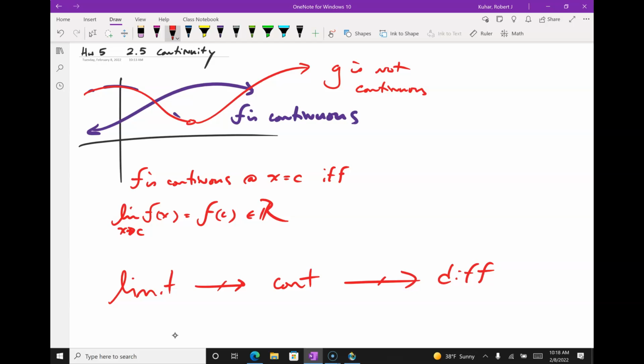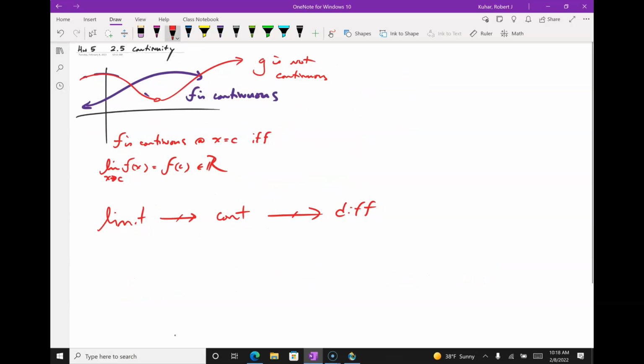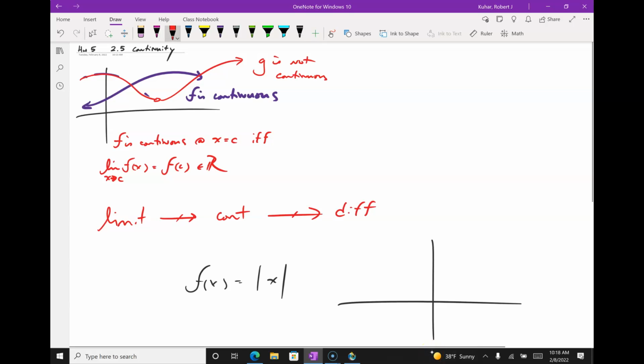Just because I have a limit doesn't mean I don't have holes in the graph, correct? Just because I have continuity, it doesn't mean I get a slope at a point. So, for example, f of x equals square root of x, right? We know what that looks like.